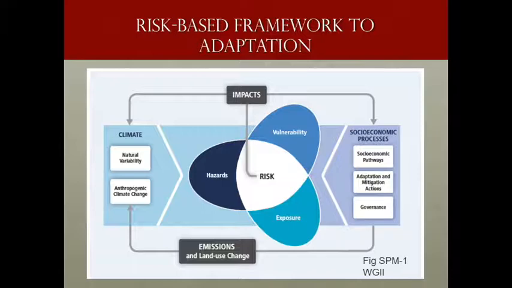El riesgo es la multiplicación o la unión del peligro, la vulnerabilidad y la exposición, ¿no? Risk is then derived from the intersection of the hazard, the exposure, and the vulnerability.